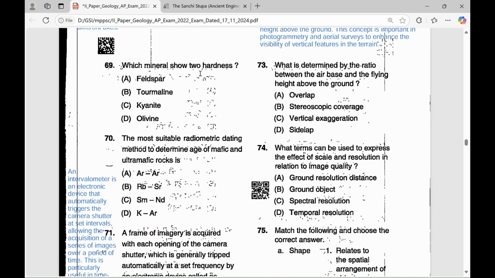So which minerals show two hardness? Options are feldspar, tourmaline, kyanite, and olivine. So tell me, guess which is. I think you should not guess. You should open the book, use any mineralogy book, whatever you like. Feldspar, tourmaline, we have never heard of this.